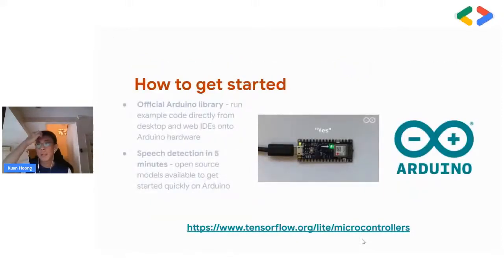So how to get started? You can go and look at all these official Arduino libraries, and then you can run your code directly in the desktop or the web IDE, and then run it onto your Arduino hardware. For example, you can look at one example. You can run speech detection in 5 minutes. Then you can try out the TensorFlow Lite framework.